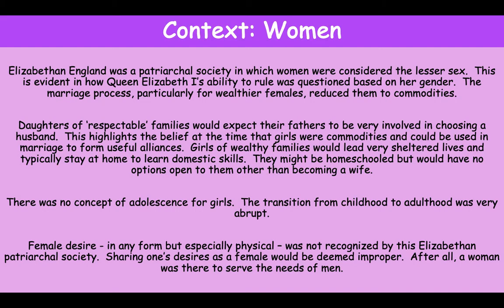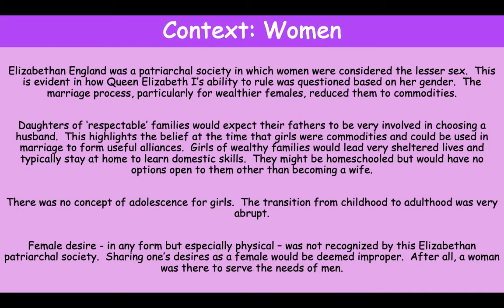The concept of adolescence as well was just non-existent for girls especially. The transition from childhood to adulthood was very abrupt, and that's why I'm sure many of you who read Romeo and Juliet were very surprised to hear them talk of marriage and learn that Juliet is only 13. Female desire as well, in any form, but especially physical, and here really we're talking sexual, was not recognised by the Elizabethan patriarchal society.